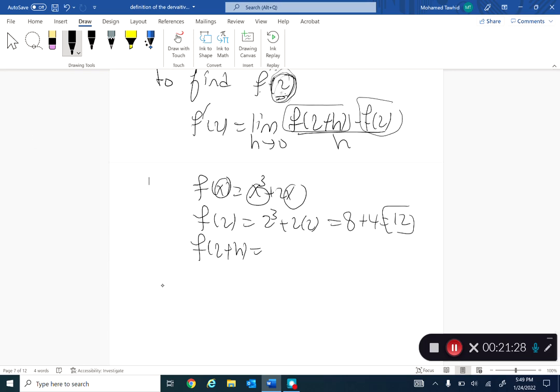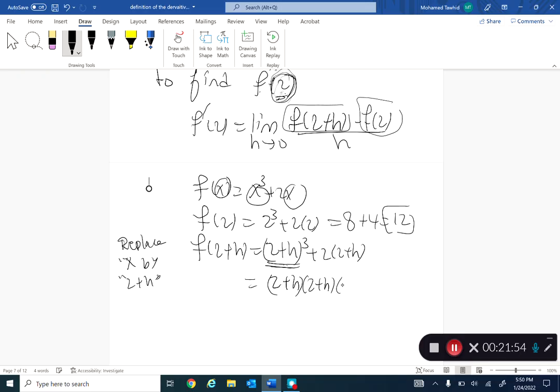So let me write it. Replace x by 2 plus h, right? Then what do you have? You have 2 plus h cubed plus 2 times 2 plus h. If I simplify this, what is the meaning of this? It is 2 plus h multiplied by itself, 3 times. And then to simplify the other part, 2 multiplied by 2 you get 4, 2 multiplied by h you get 2h. And now I have to simplify this one here.